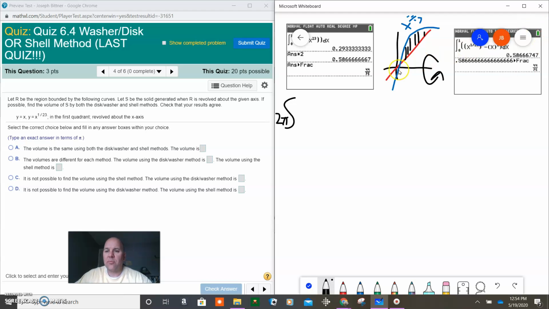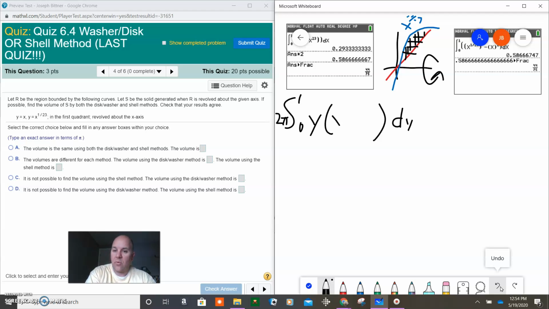Now, since it's rotating around the x-axis, that means this is going to be dy. So I have to go from y value to y value. Well, what's nice about this point up here, the coordinate is 1, 1. So it's going to be from 0 to 1. 2 pi r, r is the radius, and the height of it is just going to be top minus bottom. So since I'm rotating it this way, actually my shells are going to look like they're going in this direction. So top minus bottom is going to be the red line minus the blue line.